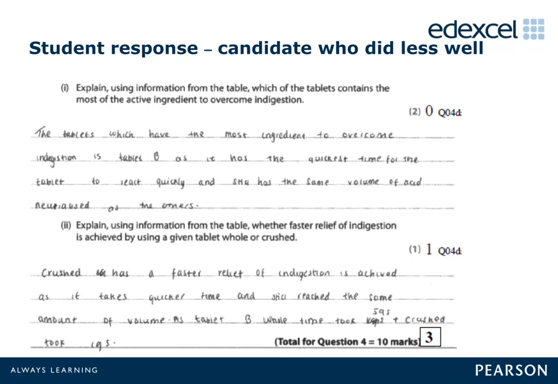This candidate identified an incorrect tablet by focusing on the wrong information to answer the question in Part 1. In Part 2, this candidate scored the mark by quoting relevant times to back up the idea of crushed tablets giving faster relief. Several candidates did not gain credit on Part 2, where they wrote about faster times.